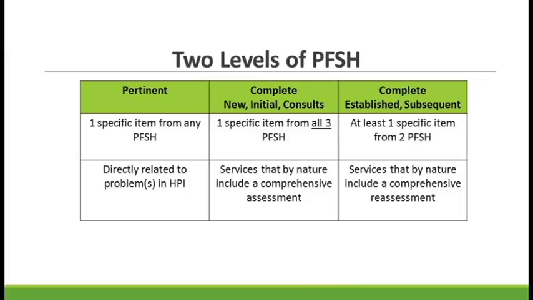The complete PFSH requirements vary depending on what type of encounter is being performed. A complete PFSH for new patient visits, initial care in a facility, and consultation codes require one specific item from each of the 3 histories. These are services that by their nature should include a comprehensive assessment of the patient's history. A complete PFSH for established patient visits and subsequent facility care require one specific item from 2 histories to qualify for a complete PFSH.